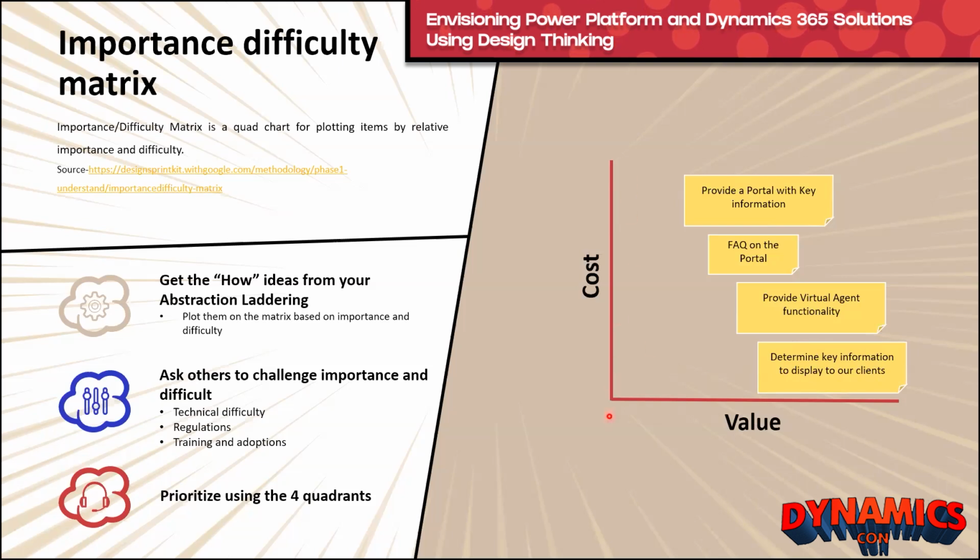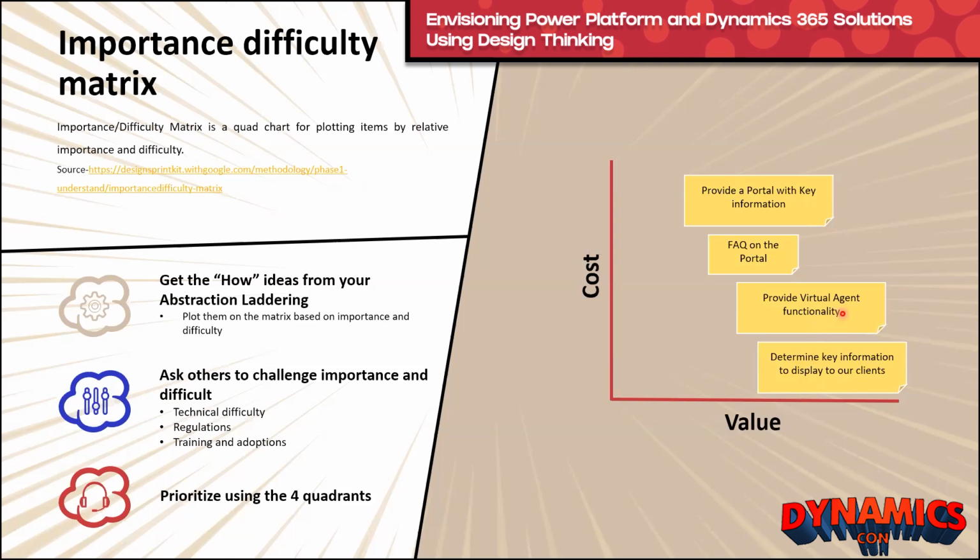So for example, here again, from the previous exercise, determine key information to display to our clients. It's relatively easy to do, right? Because it's kind of sitting down, maybe a workshop or two, and defining that list of key information we need to provide to our clients on our portal. It brings a lot of value already, because maybe we don't even need the portal. As long as we understand what is very important for them, maybe we can find another way of sharing that information with them. So it's very important to start with this.